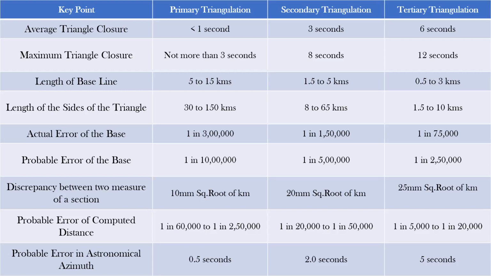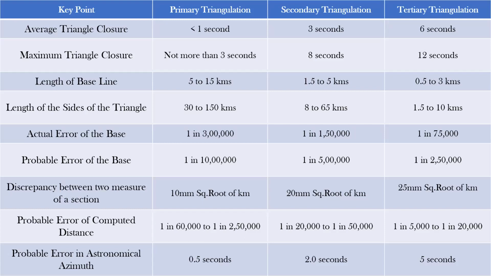Discrepancy between two measures of a section. What is meant by two measures of a section is that you can measure a distance from point A to B as well as from point B to A. The discrepancy allowed is 10 millimeter times the square root of the distance in kilometers in case of primary, 20 in case of secondary, and 25 in case of tertiary system.